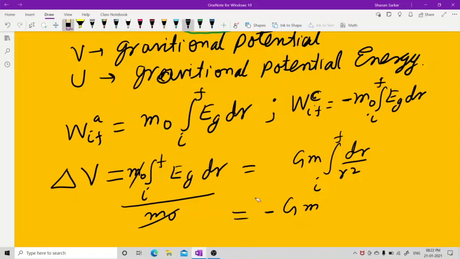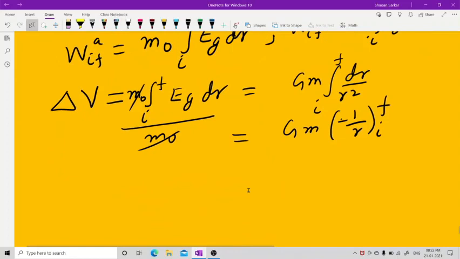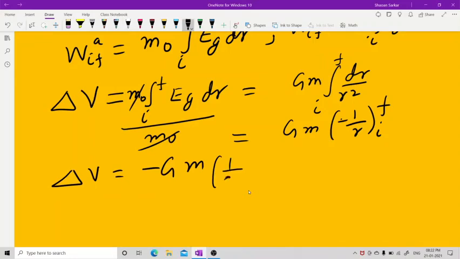Integration is very simple. I've told you this. This is minus. This is plus. Wait a minute, let me rub this also. So when I do the integration, I get minus r from initial to final. And then what I get is del V comes out to be minus GM, 1 upon r final minus 1 upon r initial. This is the gravitational potential.